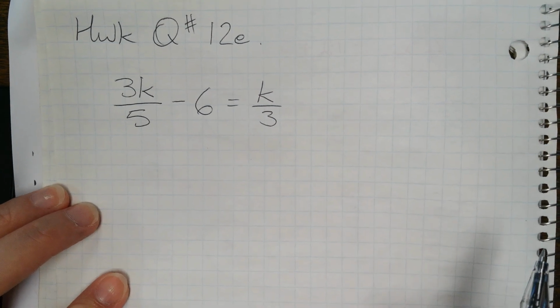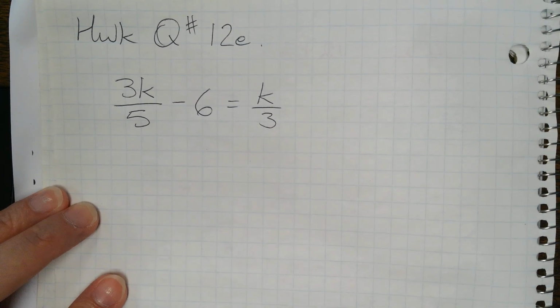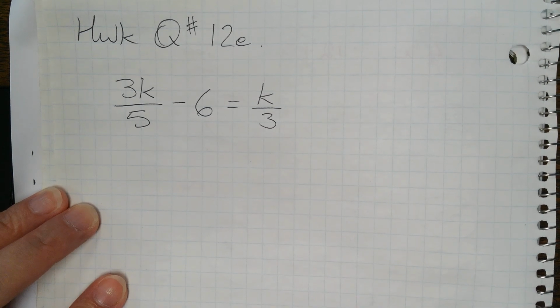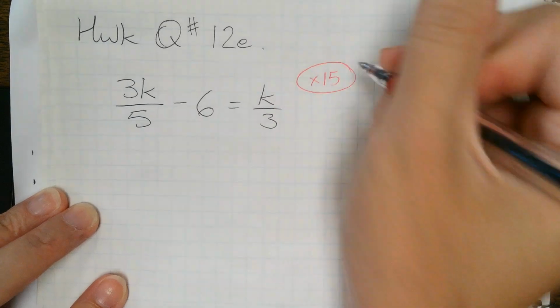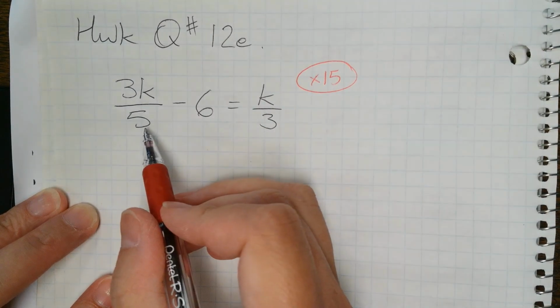Okay, so let's take up the homework question 12E. This one, I see fractions. I don't like fractions. What should I do? Cindy? Multiply by 15. Multiply everything by 15. Good. So that's your lowest common denominator between 3 and 5.